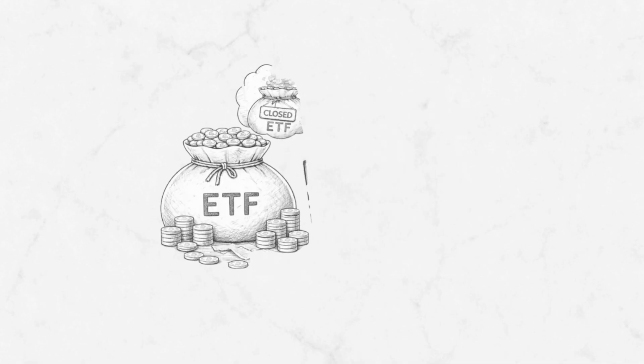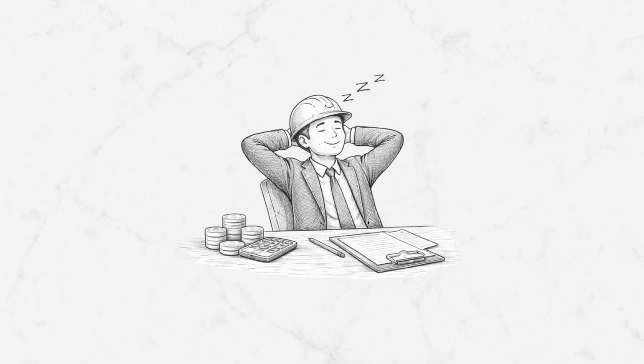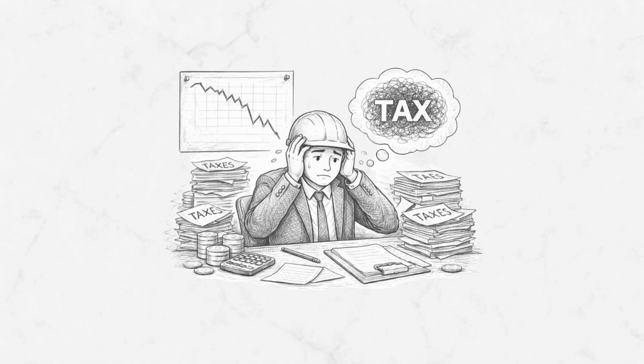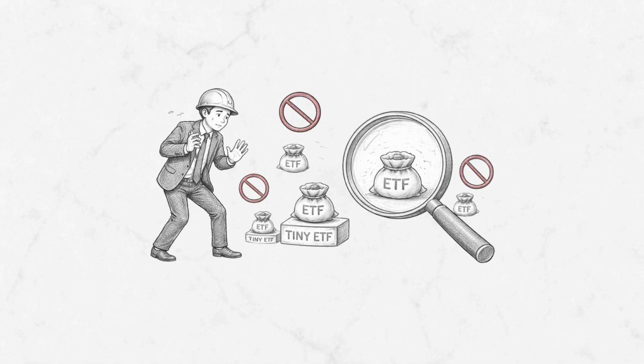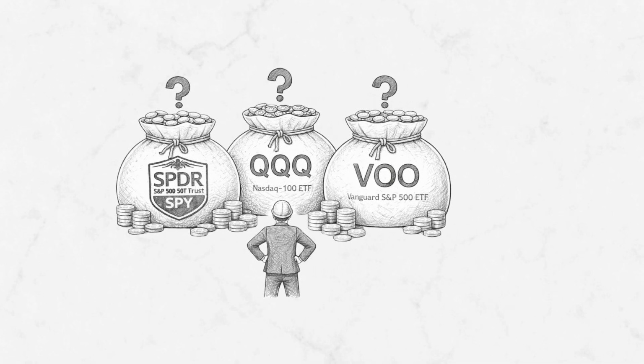If an ETF is tiny, there is a non-zero risk it gets closed or merged. That's not the end of the world, but it can create inconvenience, taxable events, or forced changes. So I generally avoid extremely small ETFs unless there's a very good reason. For broad, basic ETFs, there are almost always plenty of large, established options.